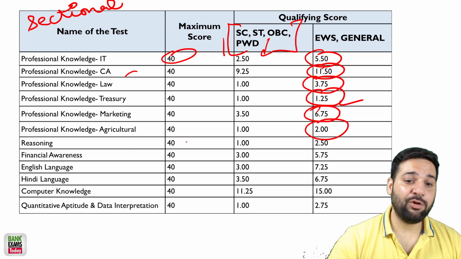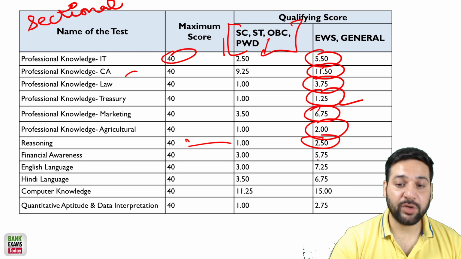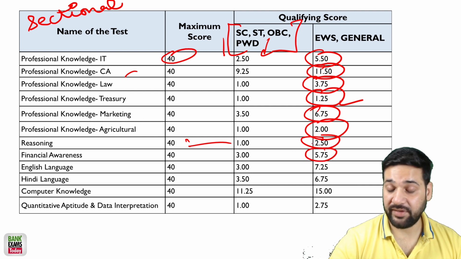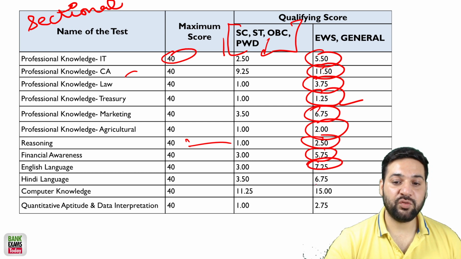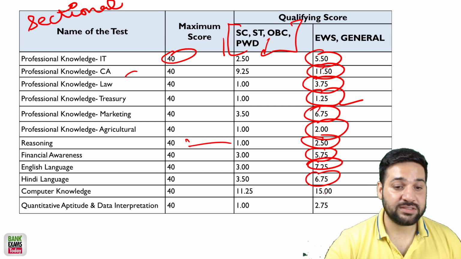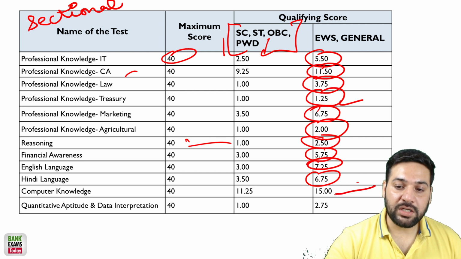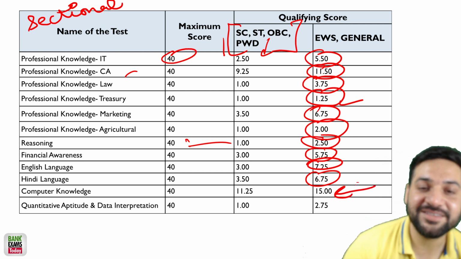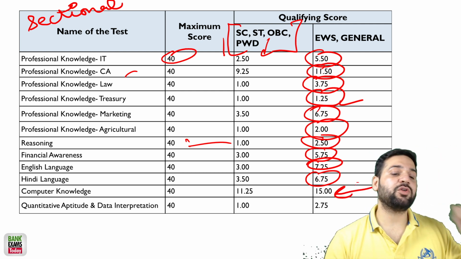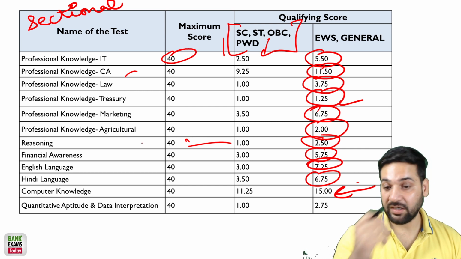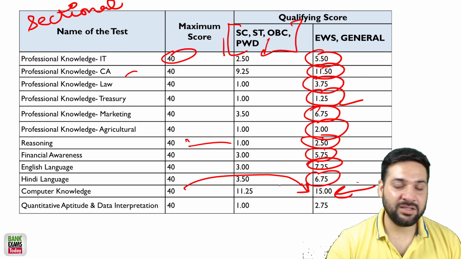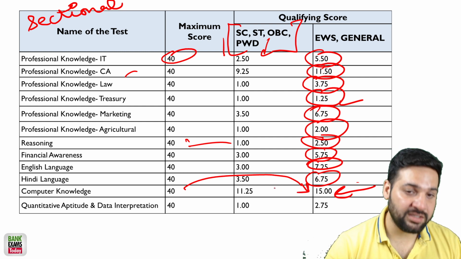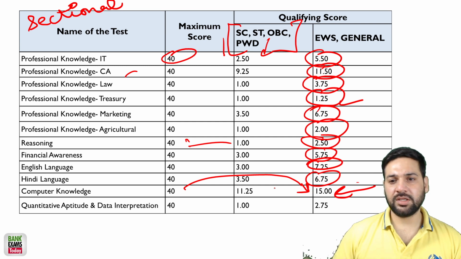For the reasoning, out of 40, the sectional cutoff was 2.5. For financial awareness, it was 5.75. For English, it was 7.25. Hindi, it was 6.75. For computer knowledge, a lot of my students were not able to crack the exam because of the sectional cutoff in computer knowledge, which was 15. The paper was very easy, but the sectional cutoff was 15 because a lot of students scored well.